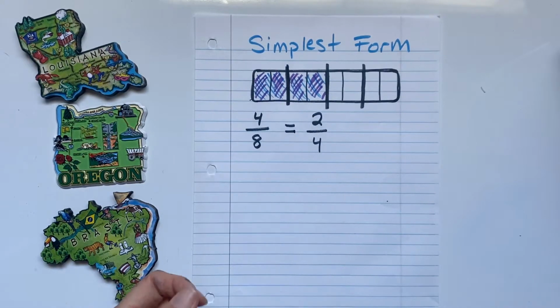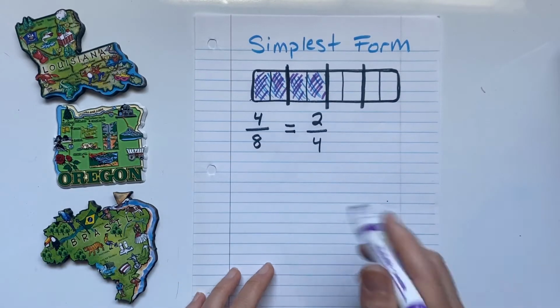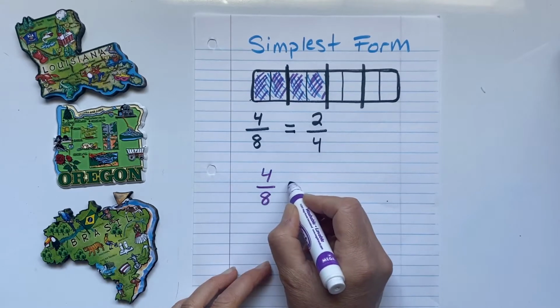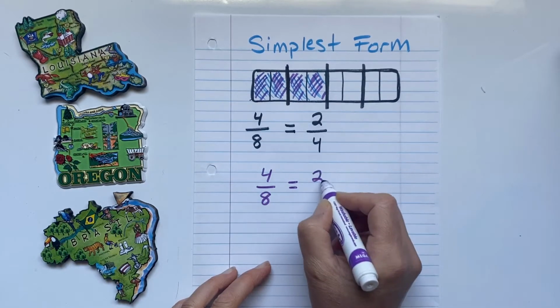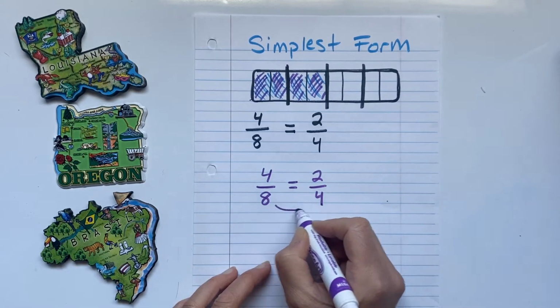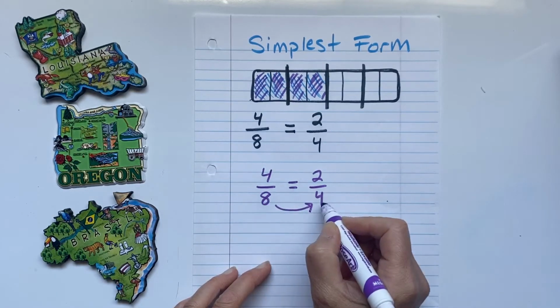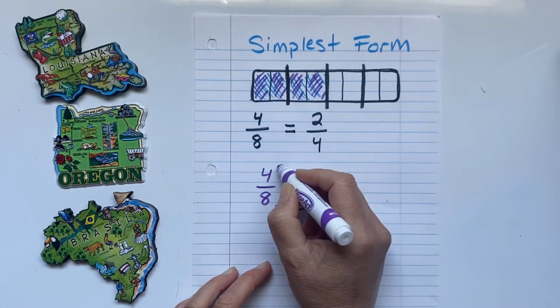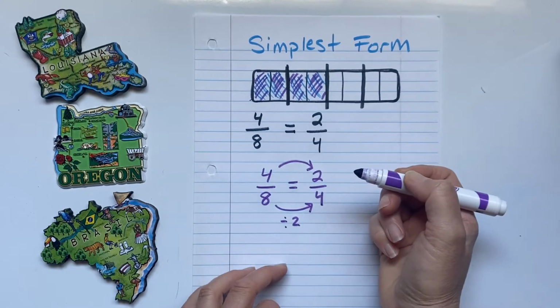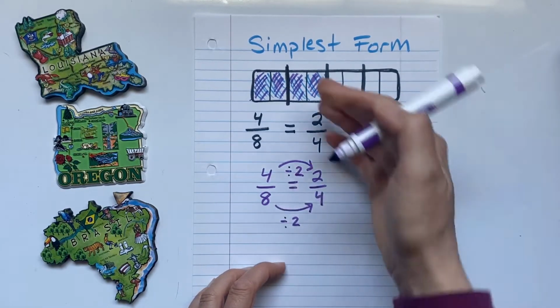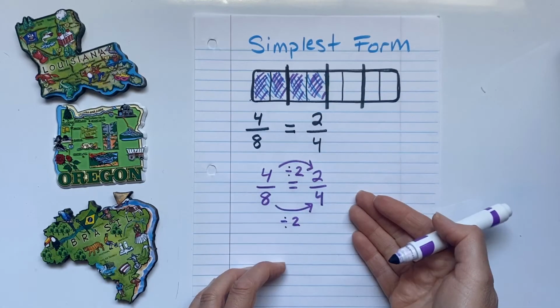When you do this mathematically without the model, you're going to think to yourself, the same as before, well, if I have 4 eighths and I know it's equal to 2/4 or equivalent, I want to ask myself, well, how did I get from 8 to 4? I divided by 2. And we know that when we are doing equivalent fractions, the numerator and the denominator need to be the same because we're not changing the value, we're just dividing it by 1.